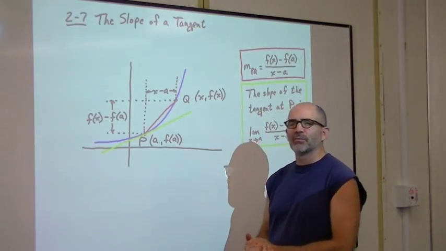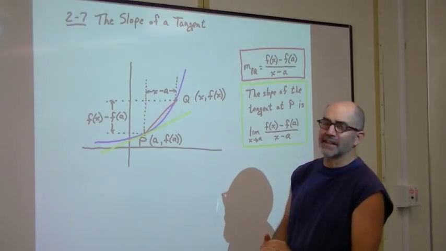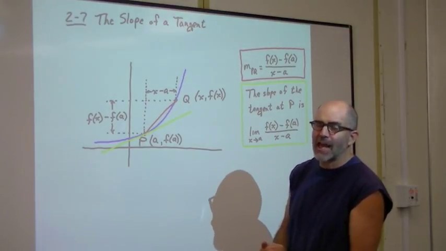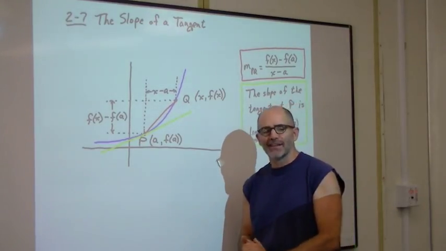Calculus, Chapter 2, Section 7, the slope of a tangent. I'm your host, Dr. D. Let's get started.